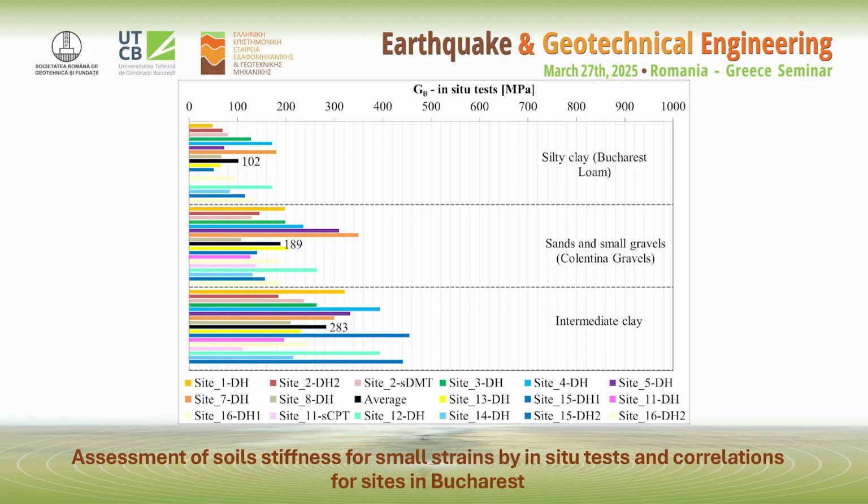Here we have downhole tests, most of them for some sites. We also have 2 or 3 downhole tests or crosshole tests, and a few seismic dilatometer or cone penetration test. So after excluding the values that were obviously out of the range, this is what we obtain for the three main layers in Bucharest. And this is statistical processing of the results.